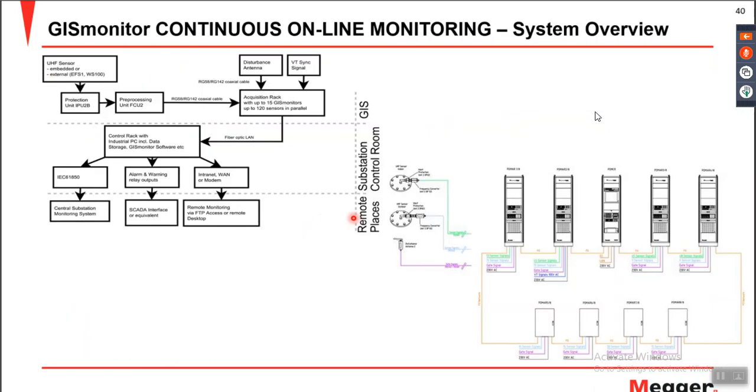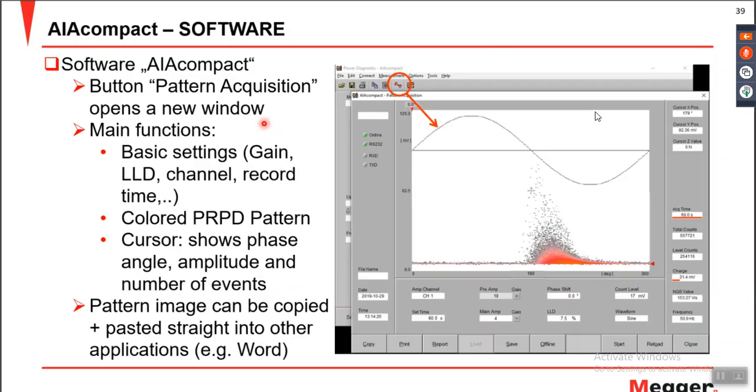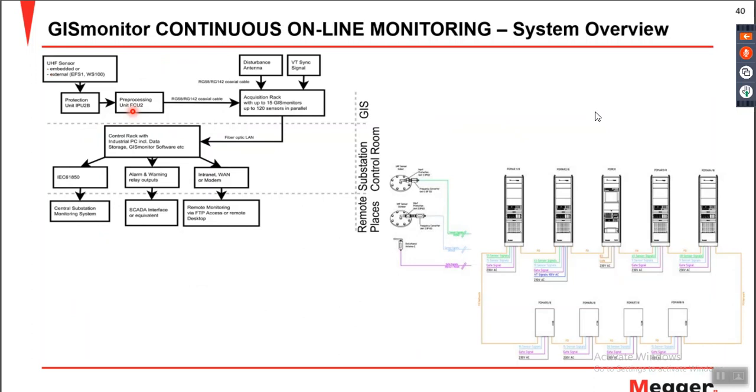And now I would like to summarize the portable measuring instruments up till now. We have two different instruments called GIS Monitor Portable and AIDA Compact. Both instruments have different features. GIS Monitor is mainly for UHF measurement, and AIDA Compact can do UHF and acoustic measurement. So now coming to the last solution which we provide for GIS, which is a continuous online monitoring system.